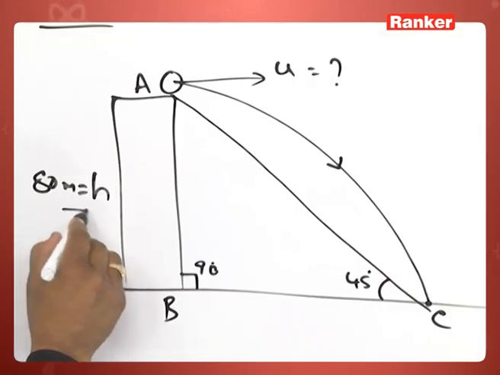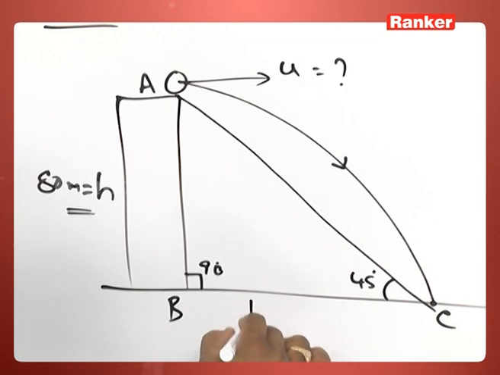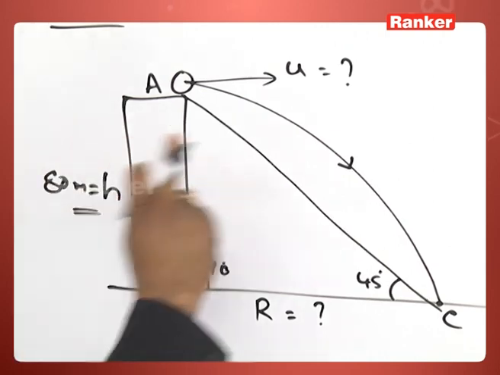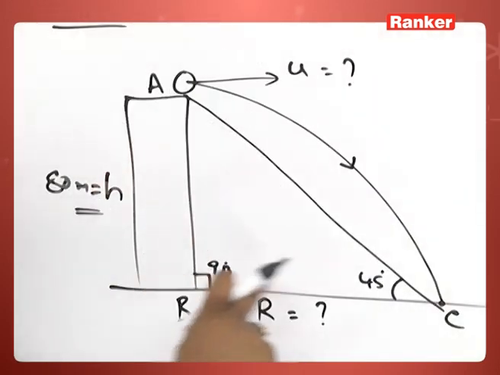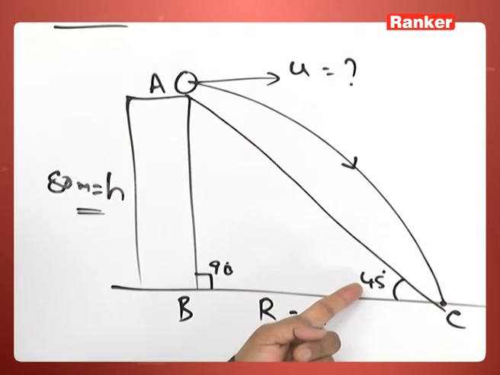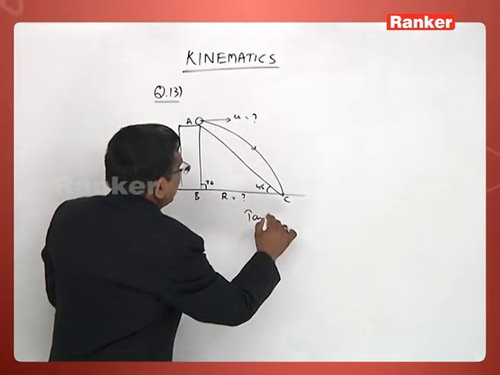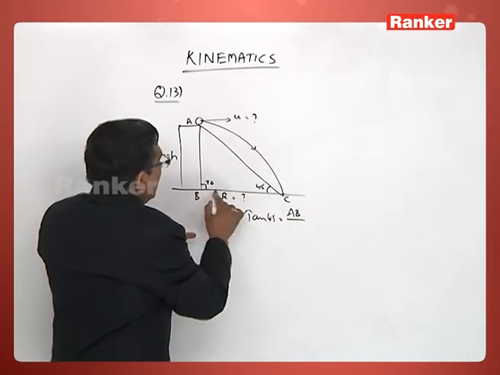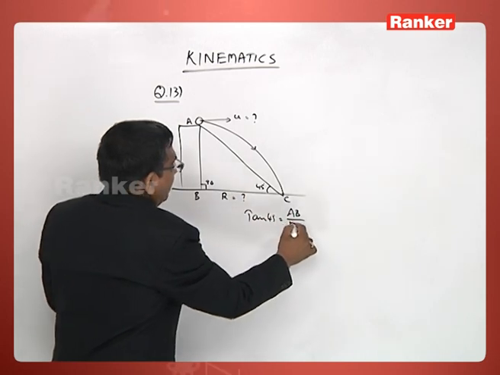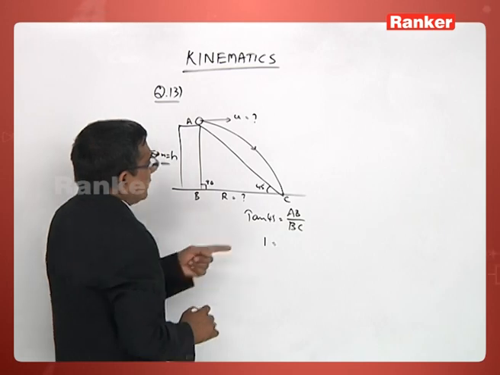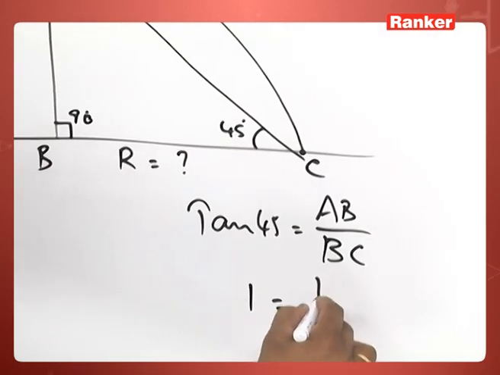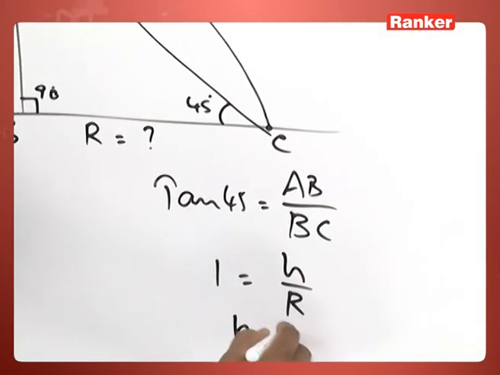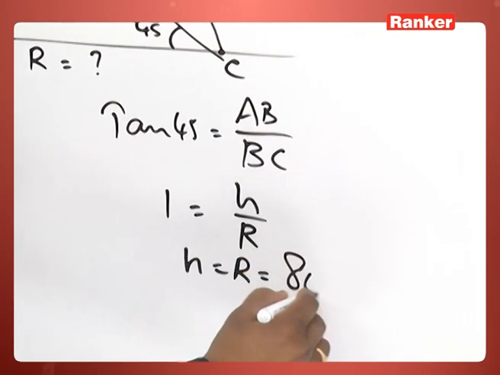In this right angle triangle, h was given and this distance will become the range. How do you calculate range? Unless you know range, as h is given, you cannot calculate u. So, to find out the range, this angle of 45 degrees is given. So, let us take tan 45. Tan 45 is the opposite side AB by the adjacent side BC, and tan 45, you know, is 1. AB is nothing but the height in the problem according to the diagram, and BC is nothing but the range. So, you are going to get h equal to R, and that is 80 meters.